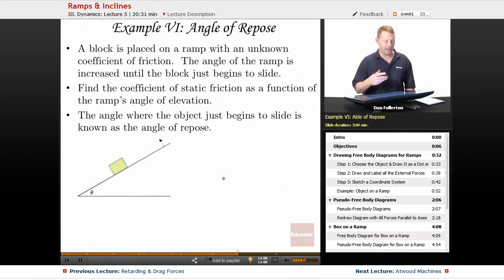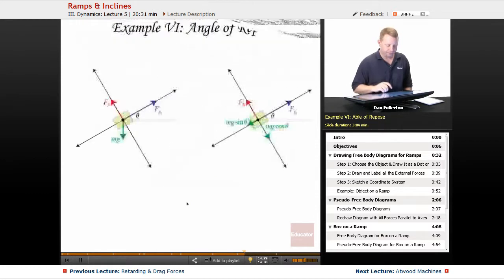Let's talk about what happens when we place a block on a ramp with an unknown coefficient of friction. The angle of the ramp is slowly increased until the block just begins to slide. You can find the coefficient of static friction as a function of the ramp's angle of elevation, because the angle where the object just begins to slide is known as the angle of repose. So you keep lifting that up. When it just starts to slide, you measure that angle, and you can find the coefficient of friction. So let's see how we could do all that.